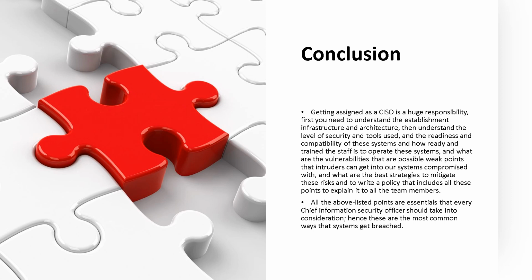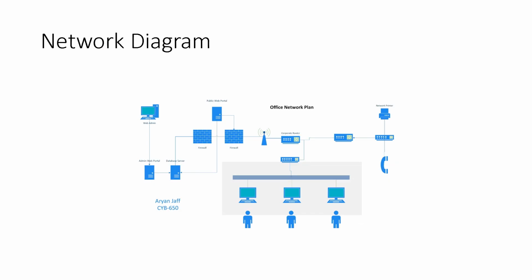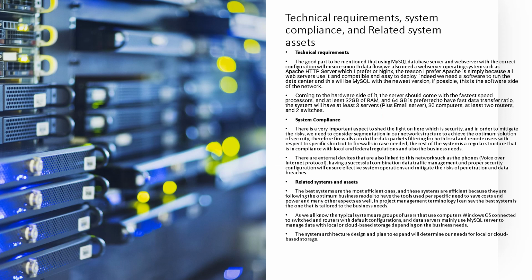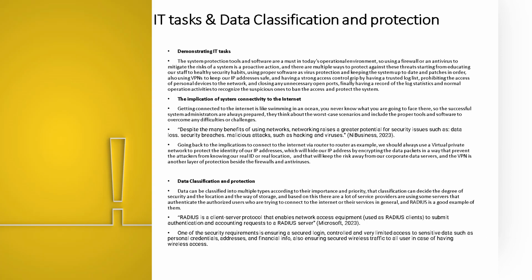Hence, these are the most common ways for a system to get breached. This one is the network. This slide has the network diagram, and it shows all the components within the network that we have. It shows my name and initials down there and the course name, and it shows the technical requirements, system compliance, and related system assets, as you can see.